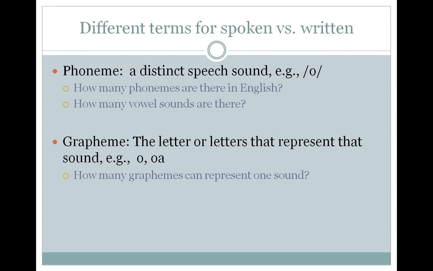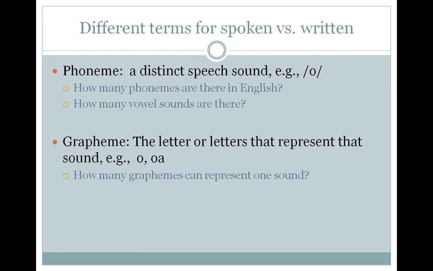Do you know how many vowel sounds we have in English? This time, if you guessed 19, you're correct. That's in great contrast to, for example, Spanish, where there are 5 vowel sounds. So those are phonemes, and right away you can see that there's a difference between the number of phonemes we have and the number of graphemes. A grapheme is the letter or letters that represent a sound. For example, that sound /o/ can be represented by O. It can be represented by the letters OA also.